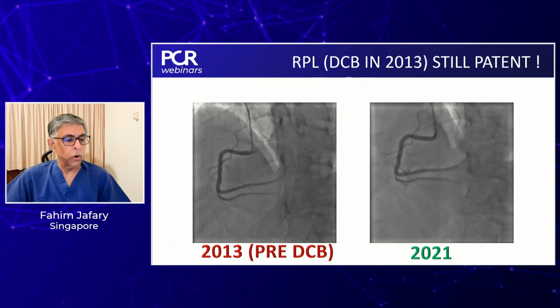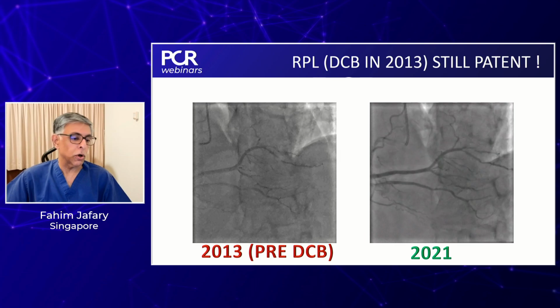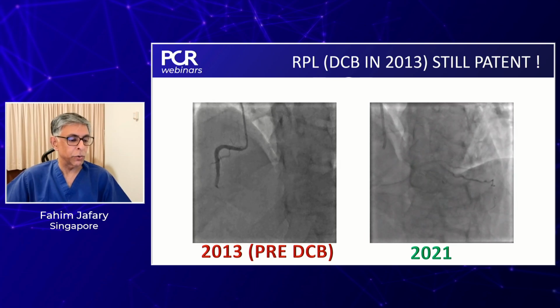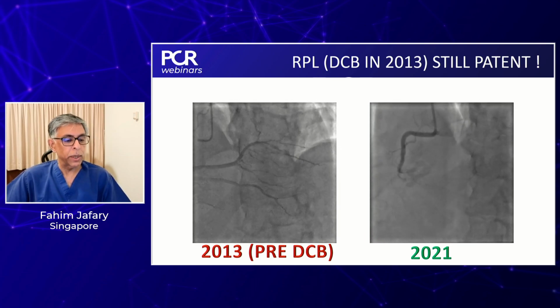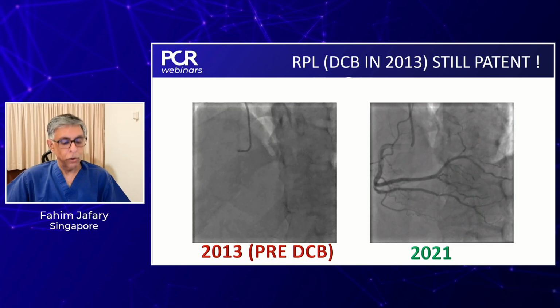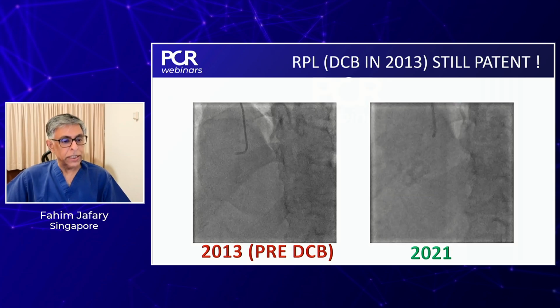And just of note, the RPL that was fixed, you saw the earlier images on the left in 2013, even in 2021, that RPL actually looked pretty good. So this is just to highlight a case where one of the options, although not the only option, is to actually address the circumflex with a different approach using a drug-coated balloon. And certainly in this case, we got a fairly robust long-term result, and happy to answer any questions.